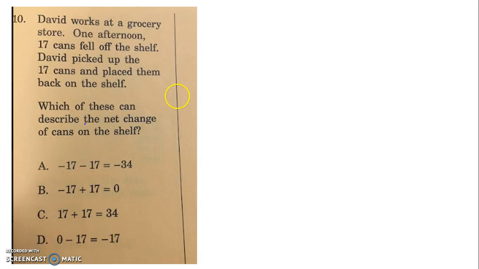David works at a grocery store. One afternoon, 17 cans fell off the shelf. Then David picked up the 17 cans and put them back on the shelf. Which of these can describe the net change? Okay, well, 17 cans fell off. Negative 17 would represent the cans that fell off. Then he picked them up. He added them back onto the shelf. You'd add them back on for picking them up.